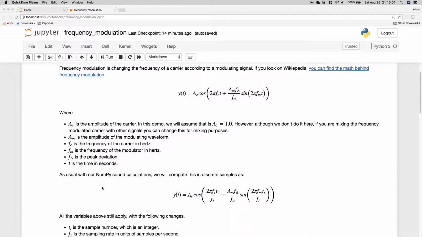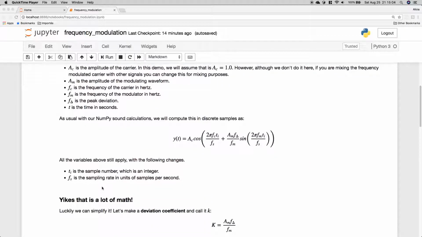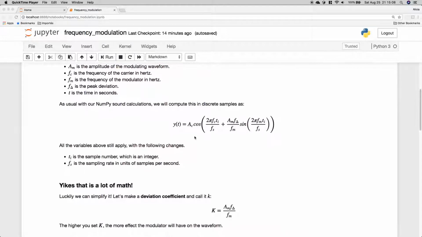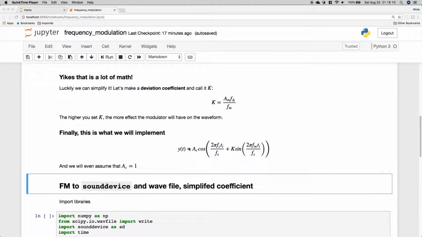That's a continuous waveform. However, since we're doing discrete samples with NumPy here, we need to change the equation up some. We need to add a couple more variables. Ti, which is the sample number, which is an integer. And so how many samples do we have? That depends on the number of samples per second and the duration of the waveform we are synthesizing. Fs is the sampling rate in units of samples per second. And then all the other same variables apply there. Now you're probably saying, yikes, that's a lot of math.